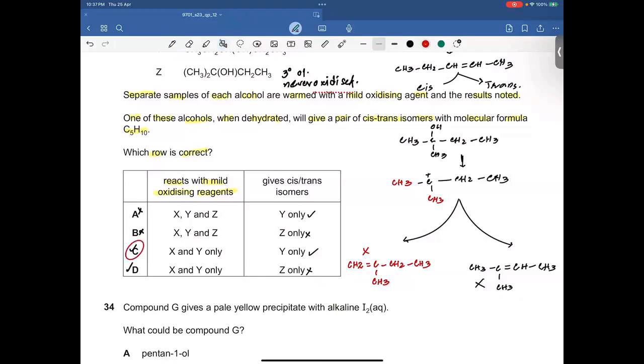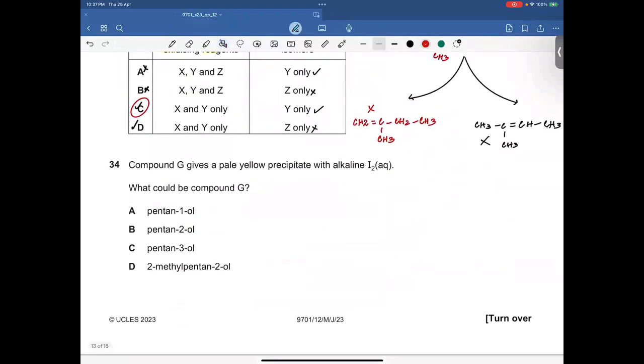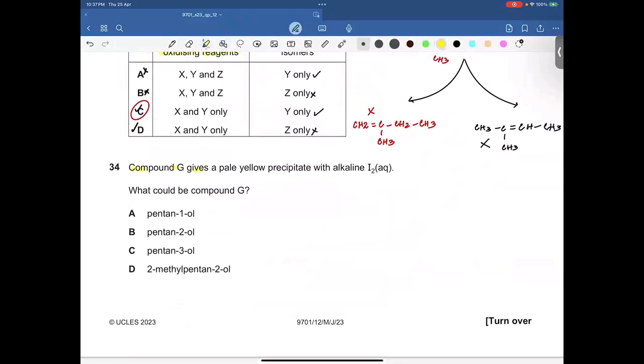That's a technical question. Compound G gives a pale yellow precipitate with alkaline aqueous iodine. So that's called the iodoform test. The iodoform test appears when a substance fulfills two different criteria. The first one is if the substance contains a CH3CH(OH) group, then the iodoform test will appear. Or if the compound contains a CH3CO group, then the iodoform test will appear. Either this follows or that follows.